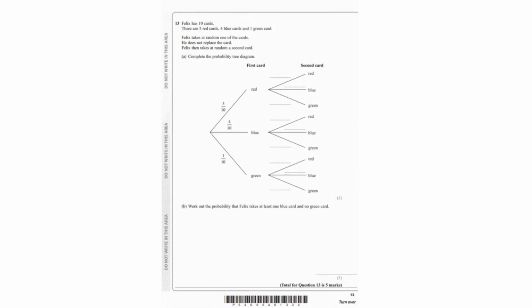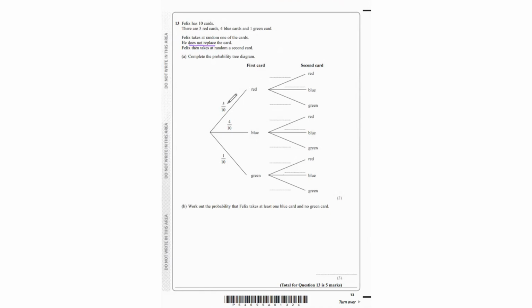So that's the probability of getting a number and a letter. Then this one says Felix has 10 cards. There are 5 red cards, 4 blue cards, and 1 green card. Felix takes at random one of the cards. He does not replace the card. So again, keyword over here, does not replace the card. Felix then takes at random a second card. So that means there is 1 less card in the total number of cards.